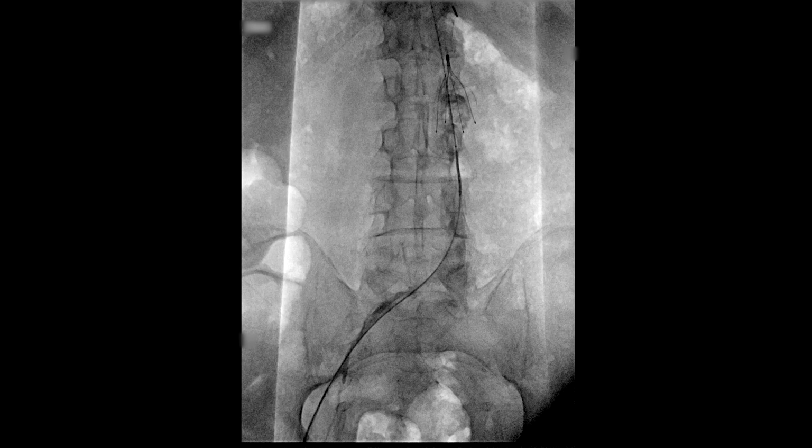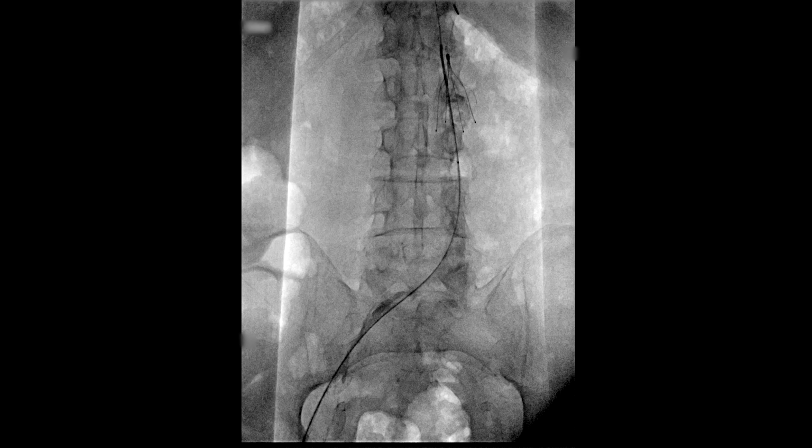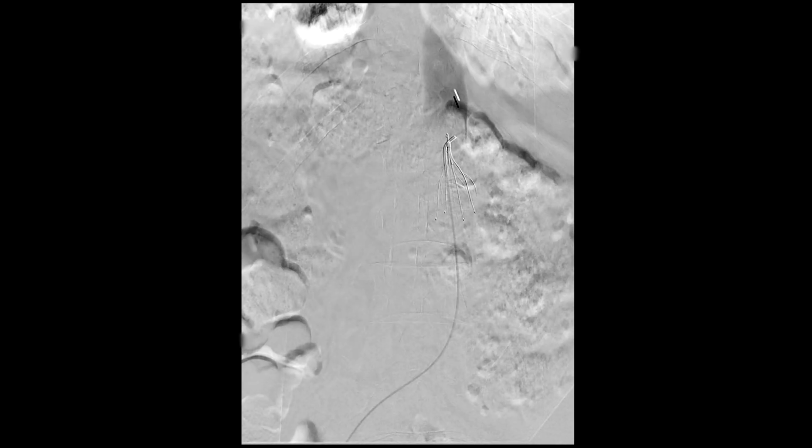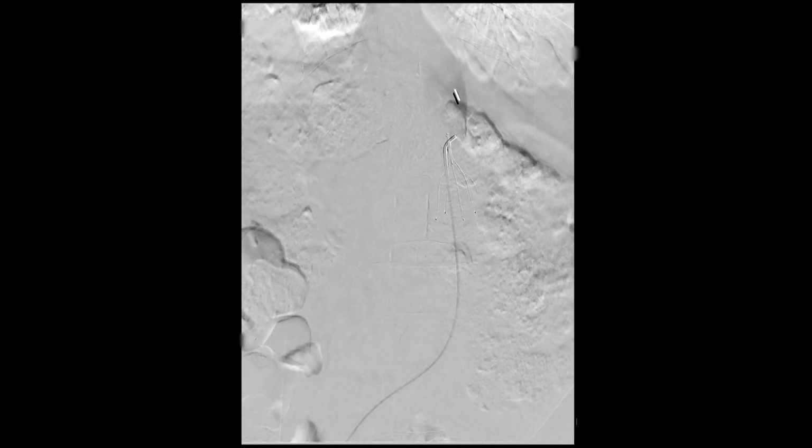We really do want to get a good cavogram at the level of the filter, looking for any thrombus that might be above the filter. It is difficult to see in this picture, but there is some thrombus on the left side of the screen just above the IVC filter.